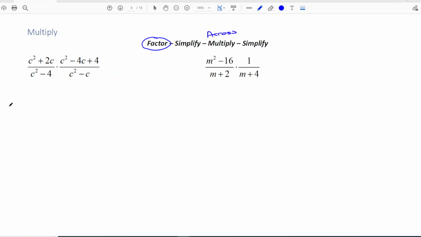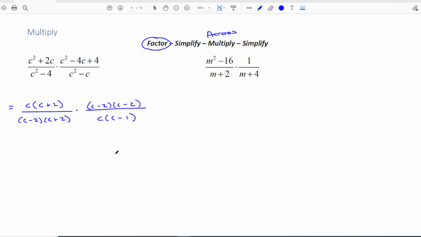So for example, let's do this first one. With a multiplication, this is a fraction times a fraction. We have 1, 2, 3, 4 things that we're going to factor. So top left here, I'm going to greatest common factor out a c to be left with c plus 2. My denominator, I have a difference of squares, so it's going to be c minus 2 and c plus 2. Then I have a trinomial. This question's got everything. So I'm looking for two numbers that multiply to give me positive 4 and add to give me negative 4. That's going to be c minus 2 times c minus 2, or c minus 2 all squared. And then it's a greatest common factor of a c in the denominator to be left with c minus 1.